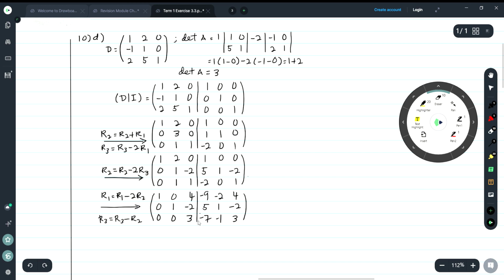Okay, next, how do we get this negative 7? Refer to the formula R3 minus R2. So minus 2 minus 5, negative 7. How do we get this negative 1? R3 minus R2. So 0 minus 1, negative 1. And 3 we get from R3 minus R2, 1 minus negative 2, which is 1 plus 2, which is equal to 3.